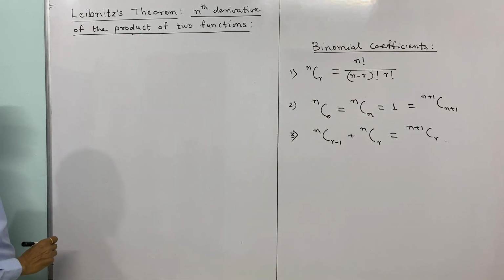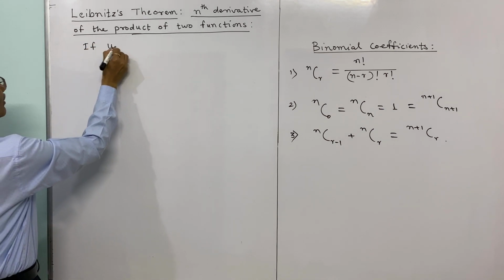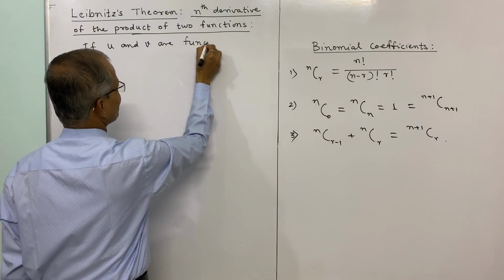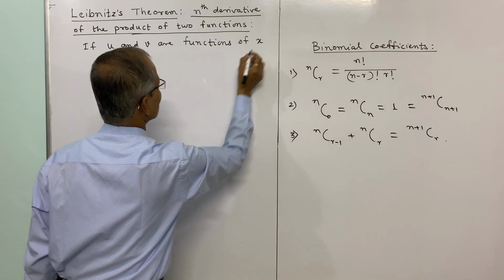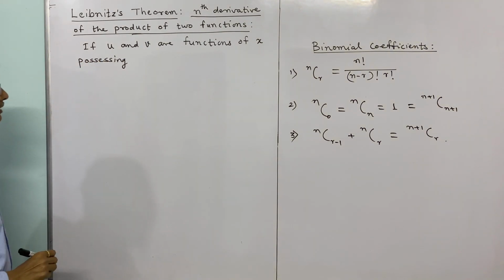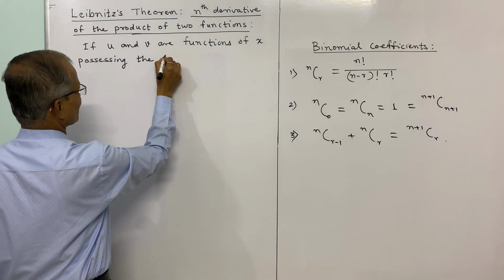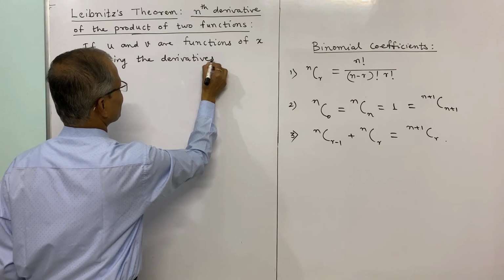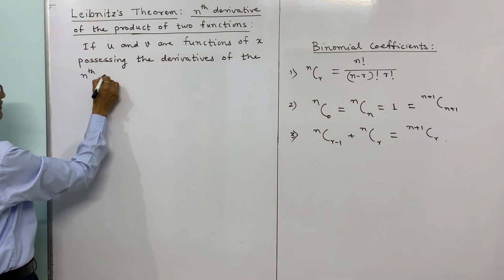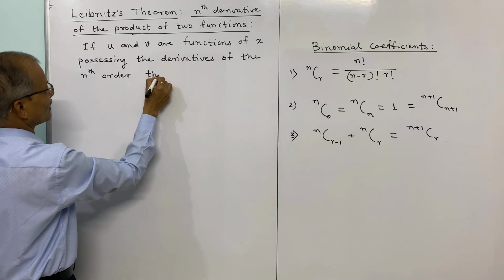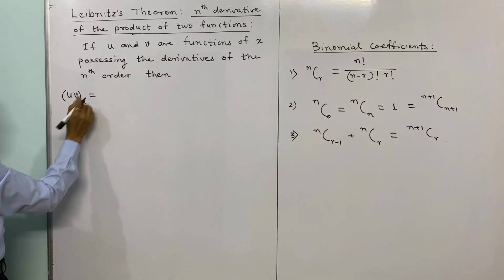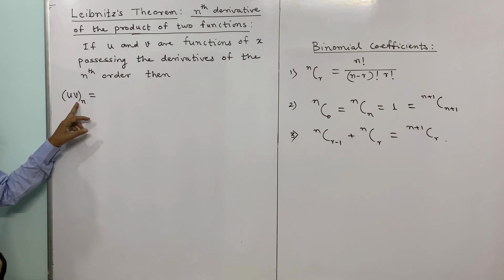Now we shall see the statement of Leibniz theorem. If u and v are functions of x possessing derivatives of nth order, because we are differentiating n times, then the derivative of their product, we will use our usual notation, this is the notation we are using for the nth derivative of u into v.